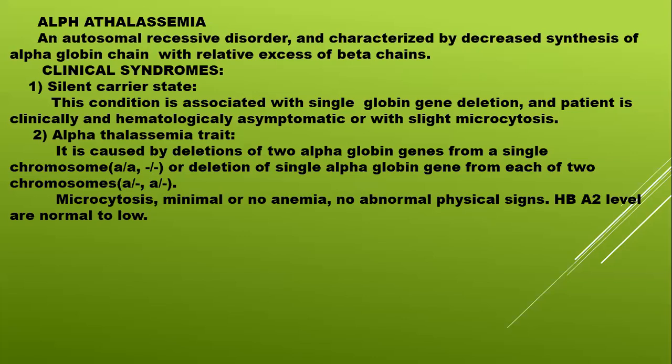This is the carrier state. Alpha thalassemia trait is caused by deletion of 2 alpha globin genes from a single chromosome, or deletion of a single alpha globin gene from each of 2 chromosomes. There is microcytosis, minimal or no anemia, and no abnormal physical signs. Hemoglobin A2 levels are normal to low.